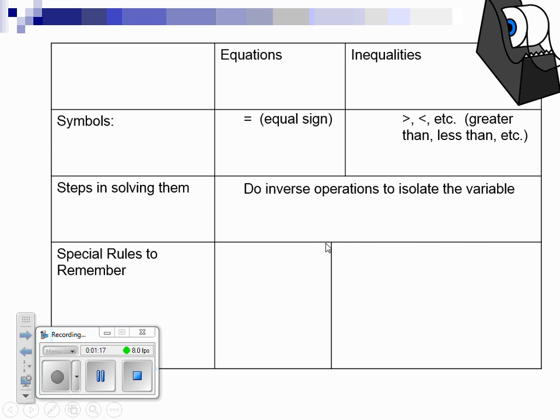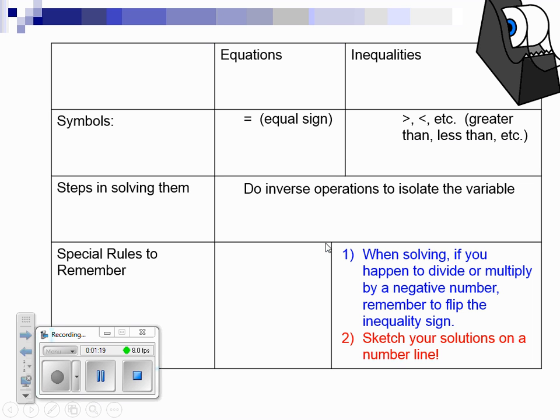But inequalities have two special rules. One, when solving, if you multiply or divide both sides by a negative number, you have to remember to flip the inequality sign. That means if it was greater than, you now have a less than symbol. So that's special rule number one. Special rule number two says you have to sketch your solutions on a number line because there's more than one solution. We need to see them on the number line.